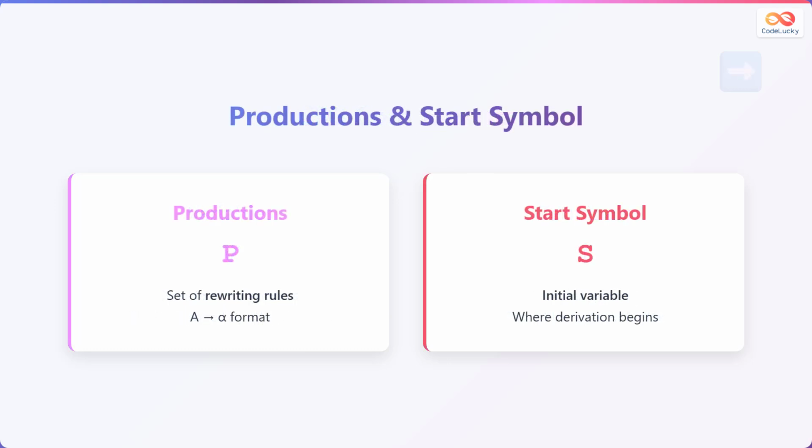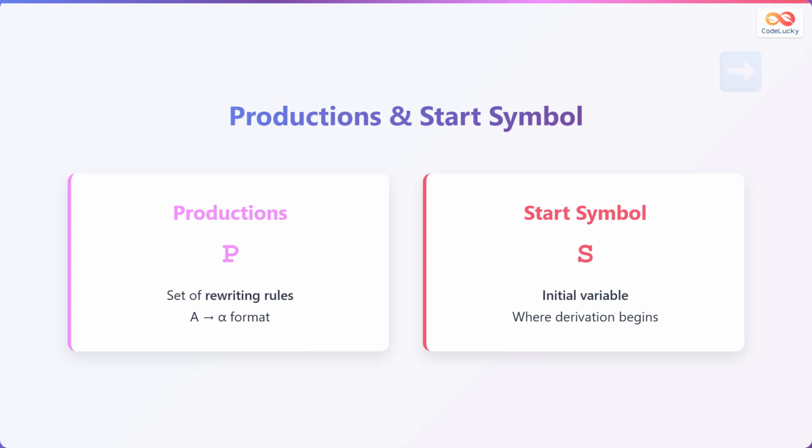Moving on, P stands for productions. These are the rewriting rules that define how variables can be transformed into terminals or other variables. Productions are typically written in the form A goes to alpha, where A is a variable and alpha is a sequence of terminals and/or variables.